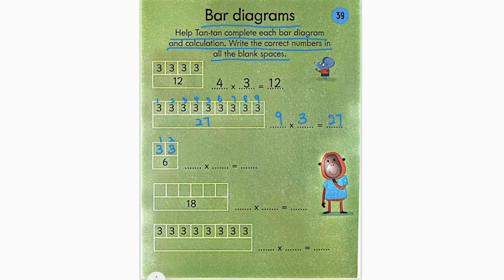1, 2. 2 times 3 equals 6. 1, 2, 3, 4, 5, 6. 6 times 3 equals 18. 1, 2, 3, 4, 5, 6, 7, 8. 8 times 3 equals 24.